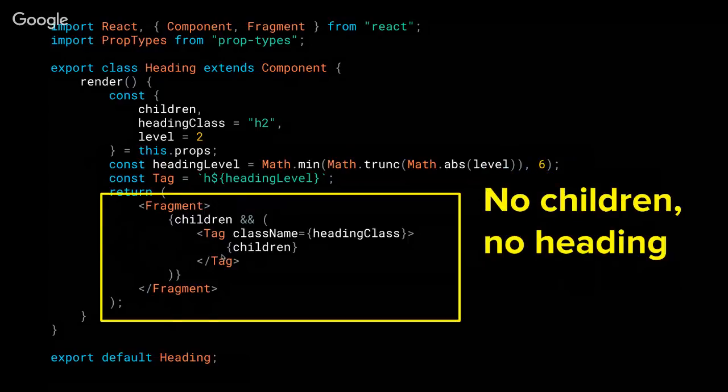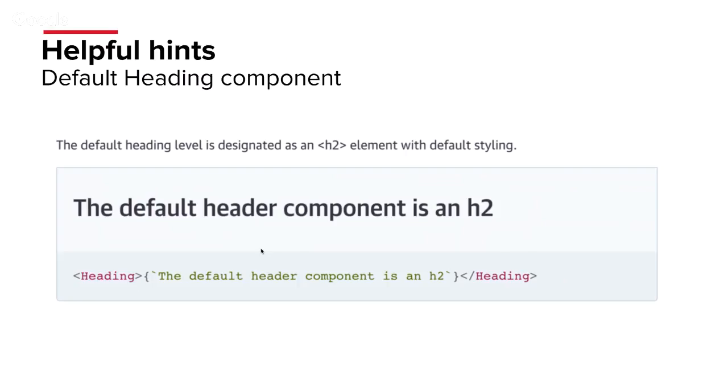Also, some guardrails. If you don't pass any children into your custom tag, you don't get a heading. So this is how you can give some helpful hints on how to do heading components. This one is your default. If you just pass in heading, it's going to be an H2 under the hood, and it's going to look like an H2.